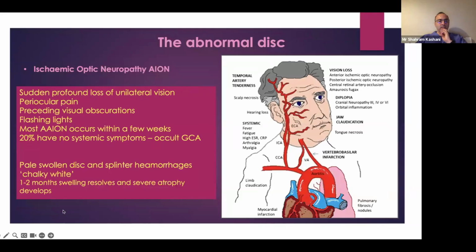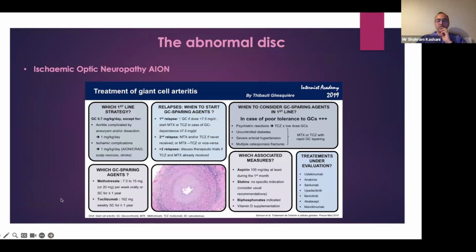I mentioned the pale swollen disc and the chalky white appearance. Treatment is often very high dose steroids, so we give them IV steroids. Normally, if they've got GCA symptoms and there's no disc swelling, so your patient has headache, jaw claudication, maybe the inflammatory markers are high, but there are no visual symptoms or the back of the eye is not affected, you can start oral steroids.